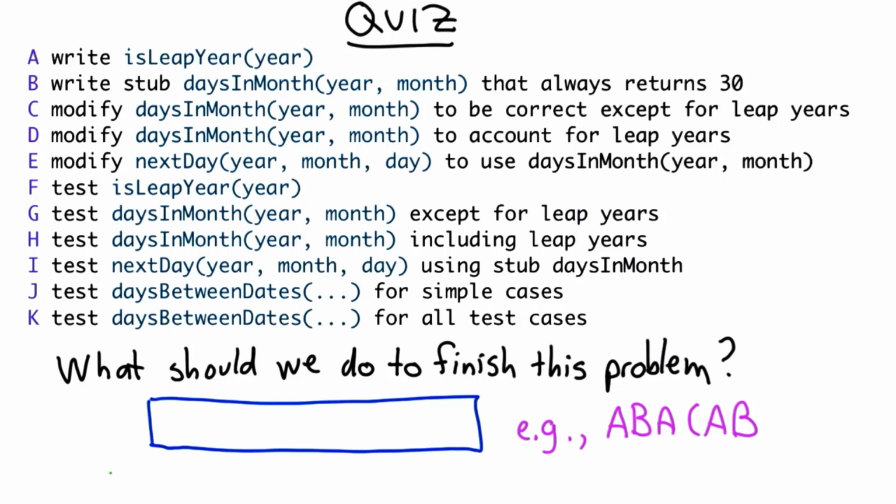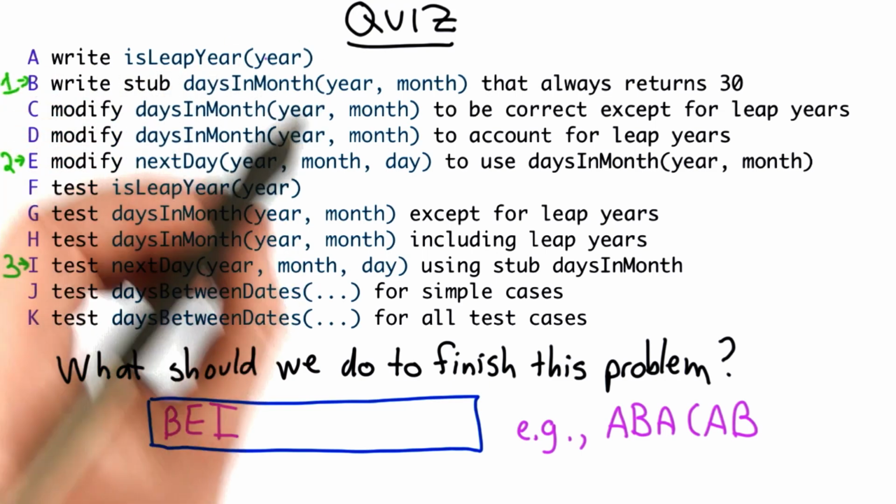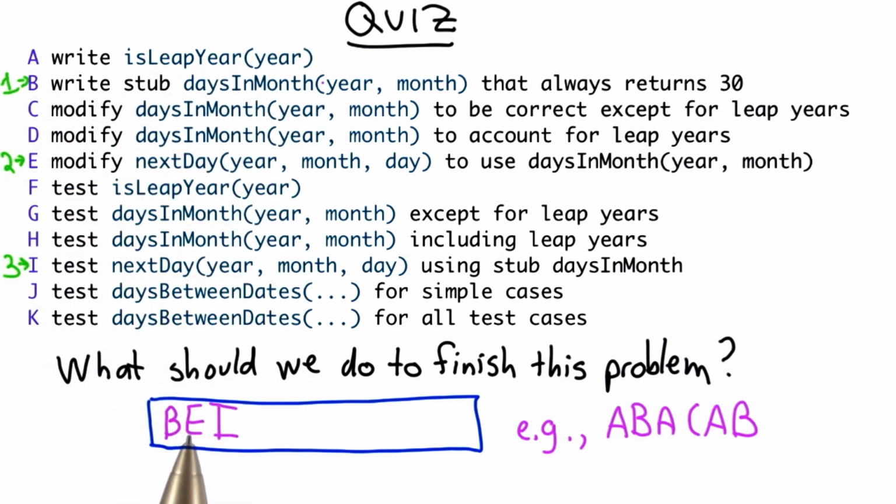So here's what I'll suggest is my favorite ordering. We're going to first write a stub, days and month, that will take a year and a month and return always 30, generally not correct. Then we'll modify our next day routine to use that stub, and then right away we'll test it. At this point, we won't have done anything that will actually change the outputs from what we were getting before, if things are correct. But we've now restructured the code in a way that all we have to do is improve days and month, and then we've got the correct answer.